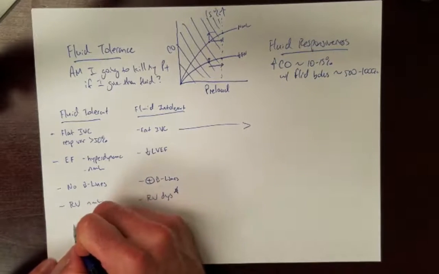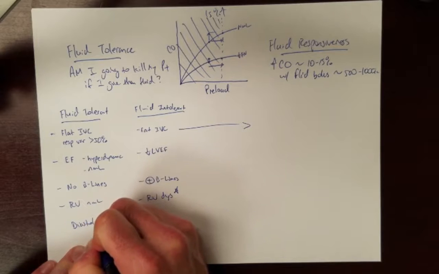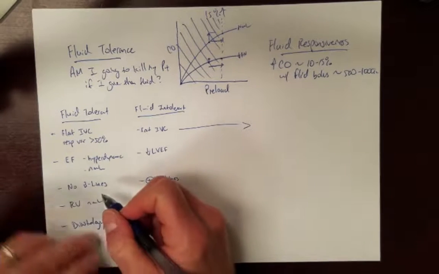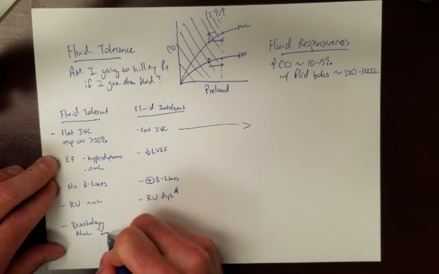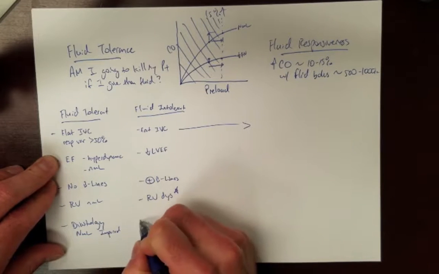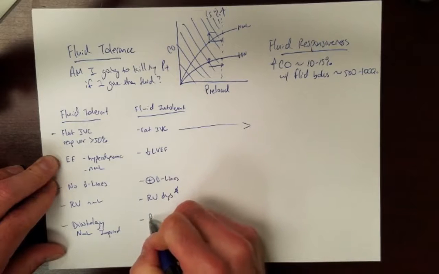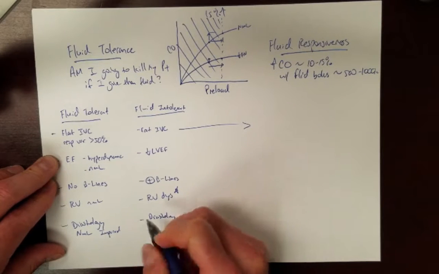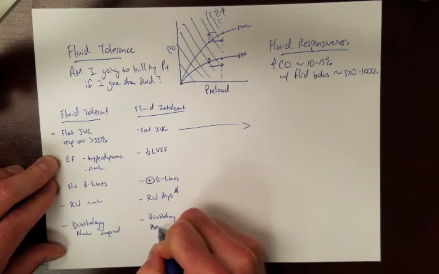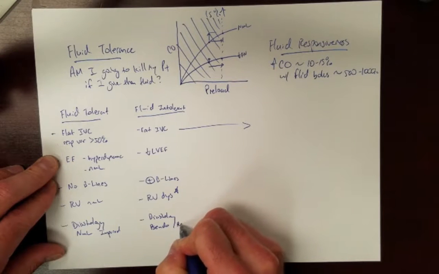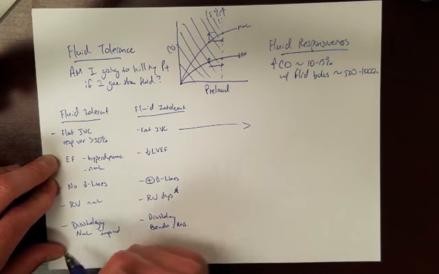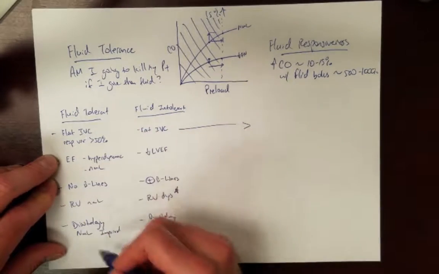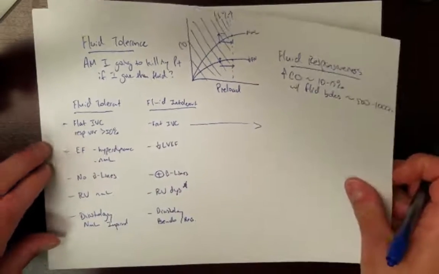And then finally, I want to talk about diastology. So for fluid tolerant patients, I would expect them to have either normal or impaired diastology. For fluid intolerant patients, I would expect their diastology to either be pseudonormal or restrictive. And this becomes really important because I use this even more aggressively than some of these other measures of fluid tolerance. And why is that? Well, let me tell you for a minute.